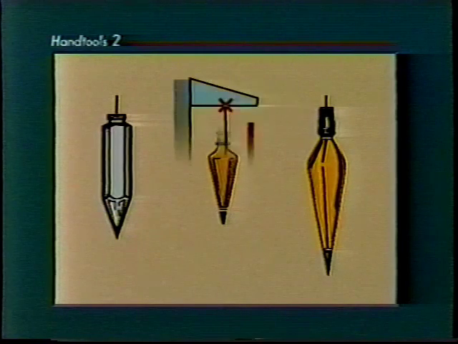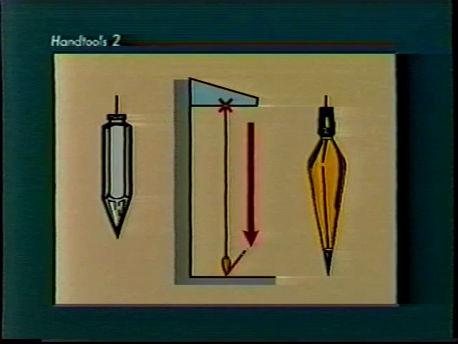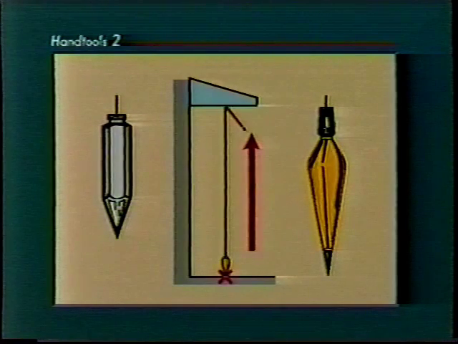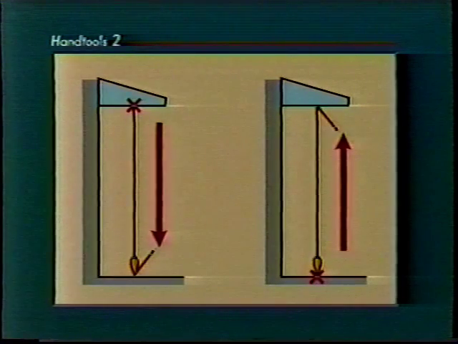Use a plumb bob to mark locations from a point overhead to a mark directly below, or from a point below up to a location directly above the fixed point. Let's look at both methods.